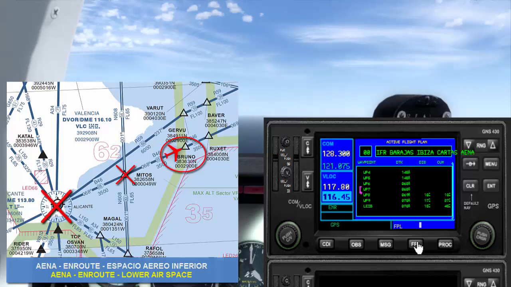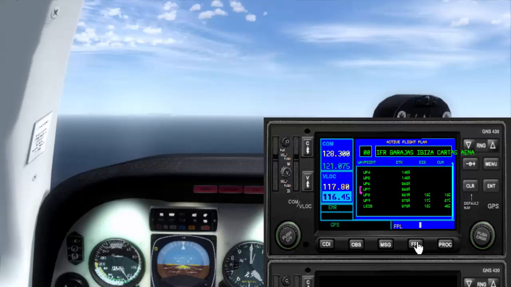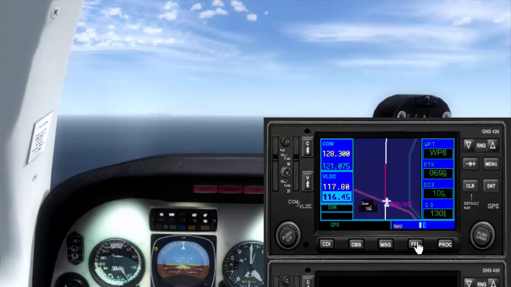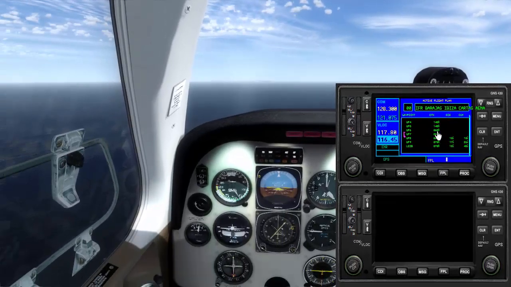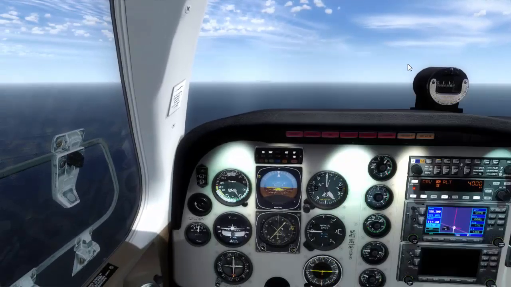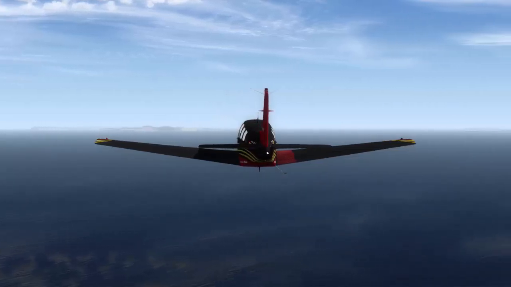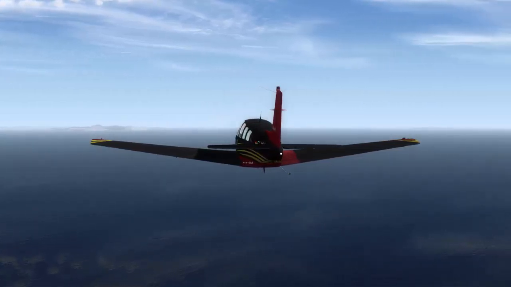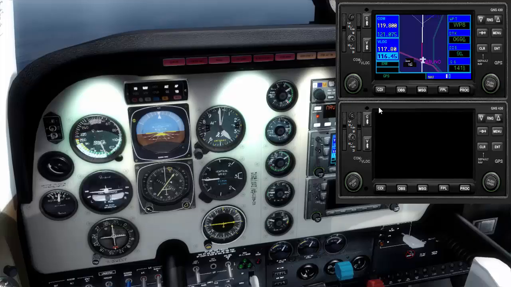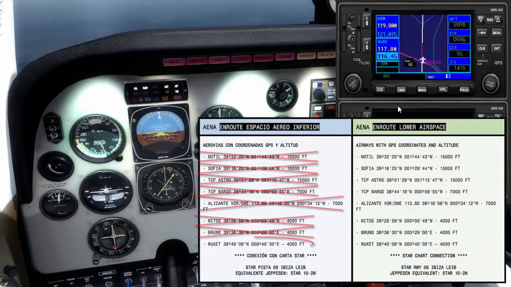Basically we are going from Mythos to Bruno, which by the way is an airway in which we don't have a compulsory notification point, because it is a white triangle. As soon as we reach Bruno, you see that we have the next segment of our flight plan in magenta. And if I show you an exterior view, there you have the magic, beautiful, and amazing Ibiza.